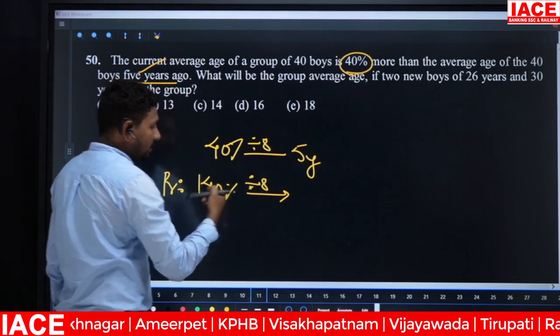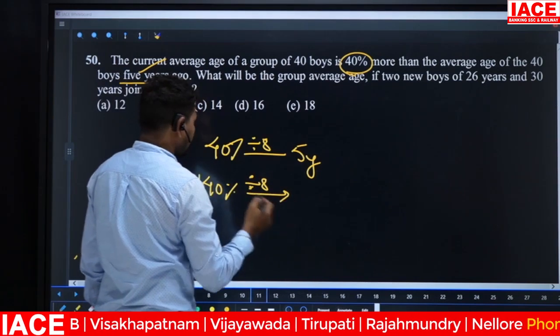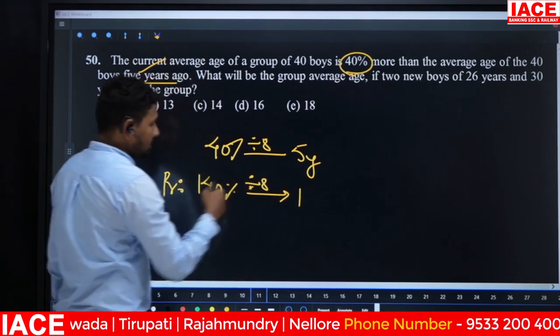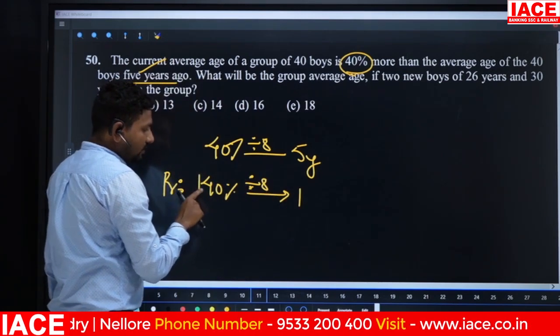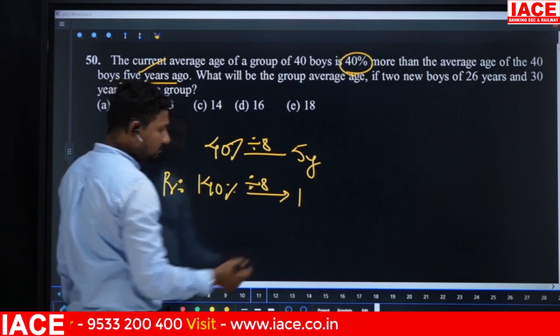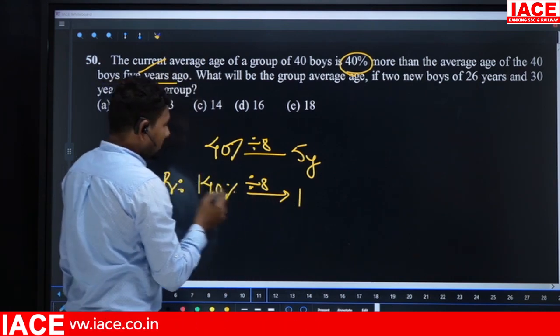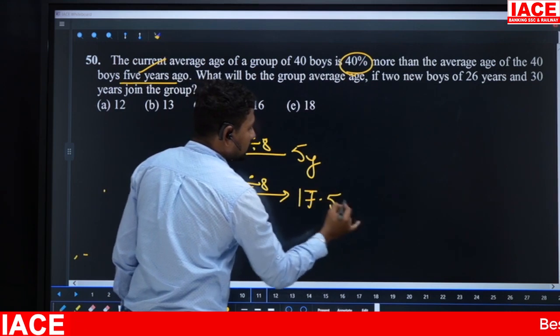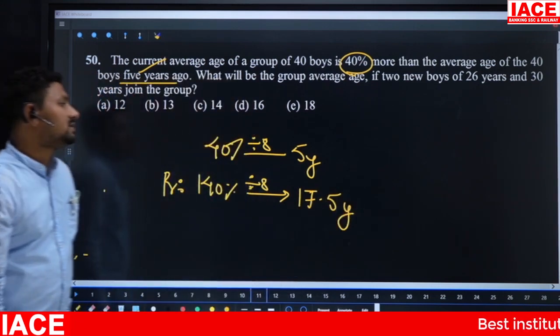So what is the value you will get? 8 will be divided. 8 how many times? 8 ones are 8. Then the remaining value is what? 8 ones are 8, remaining value 60, 8 sevens are 56, and 0.5 you will get. That means the 40 boys' average value is 17.5.